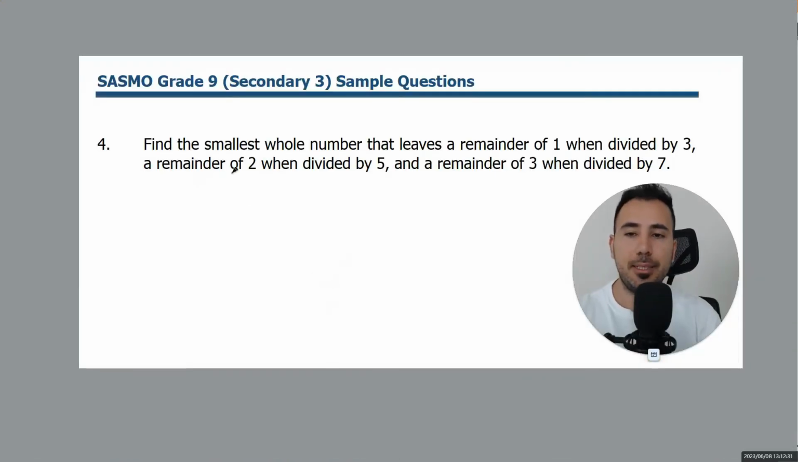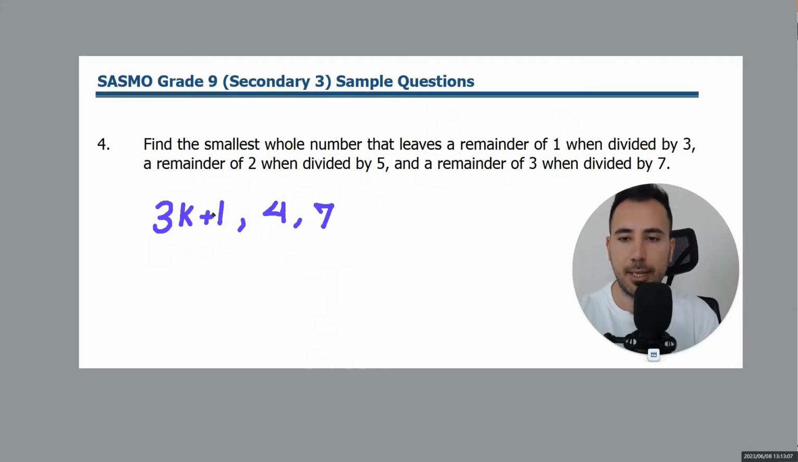Question 4. Find the smallest whole number that leaves remainder of 1 when divided by 3. Okay. So we need a number that when we divide it by 3, leaves 1. So I'm going to write this number as 3k plus 1. Any number like this, when we divide it by 3, leaves 1. Let's write some examples. K is 1, it is going to be 4. K is 2, it will be 7. K is 3, it will be 10, and then it will continue like this.